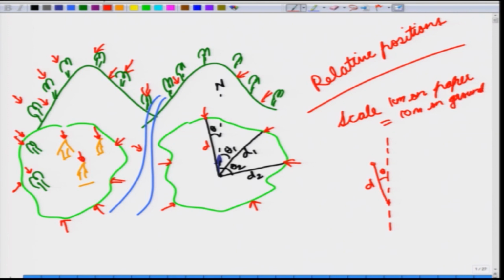So, this is the first point 1. Now, for the second point you will again draw it like this. So, this is at this angle of theta 1 and at a distance of d 1. So, you are representing this point 1 and the point 2, and similarly you will be representing each and every feature on the sheet of paper. So, this is a presentation of this information.